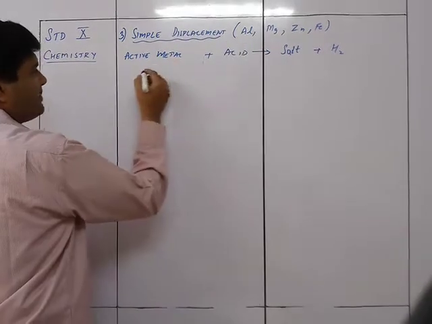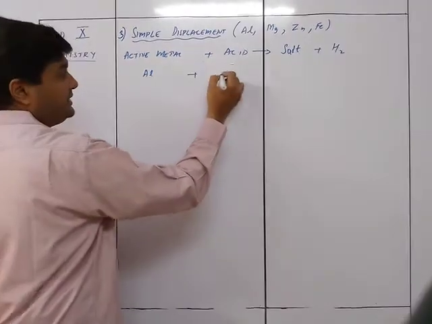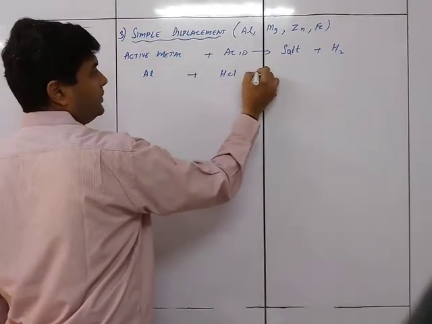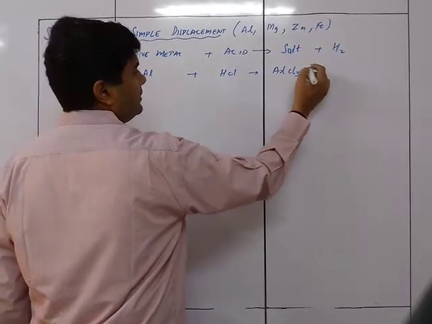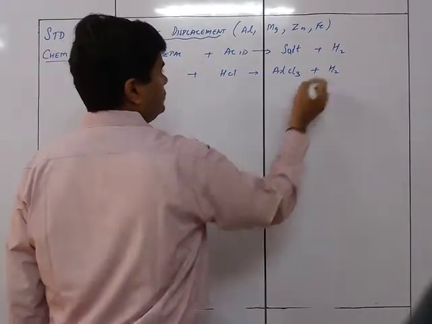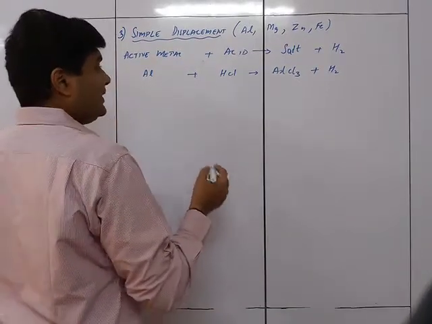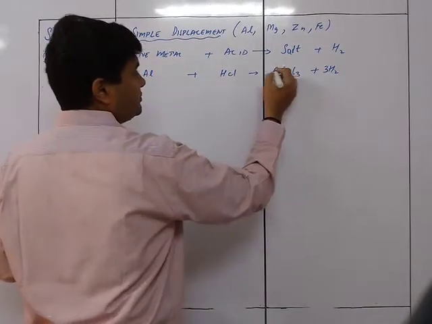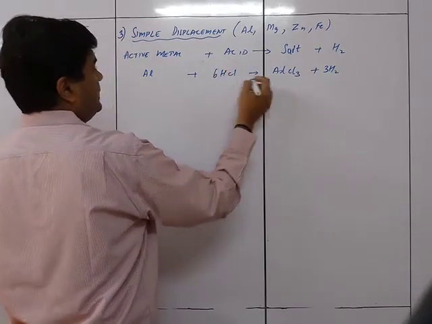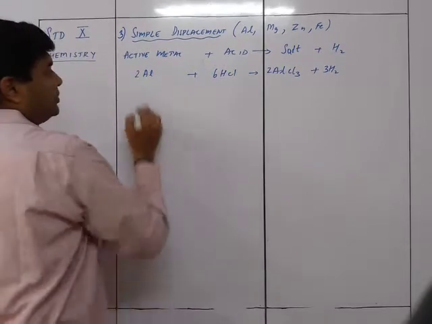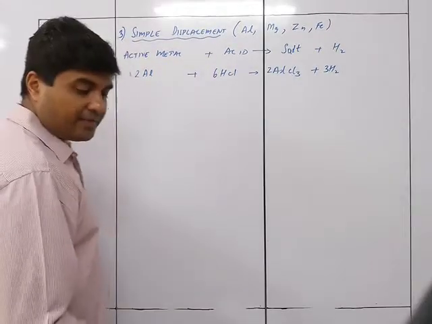So we can take an example. Let's take Al plus HCl, we'll get AlCl3 plus H2. Okay, so we need to balance it by taking the LCM. So this will be 3, this will be 6, and then 2 and 2. That will be 2Al plus 6HCl, giving 2AlCl3 plus 3H2. Okay, we can take another example from here.